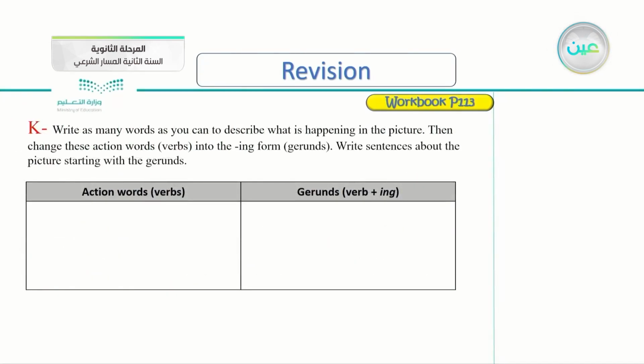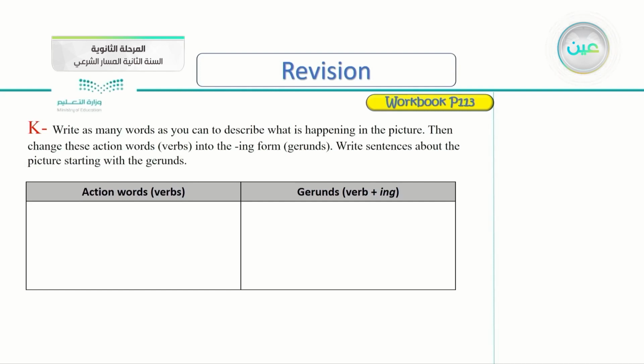Continuing with exercise K here on page 113. Write as many words as you can to describe what is happening in the picture. So if you open your book, page 113, you can see the picture. Write as many words as you can to describe what is happening in this picture. Then change these action words, meaning the verbs, into the ing form, gerunds. Write sentences about the picture starting with a gerund.